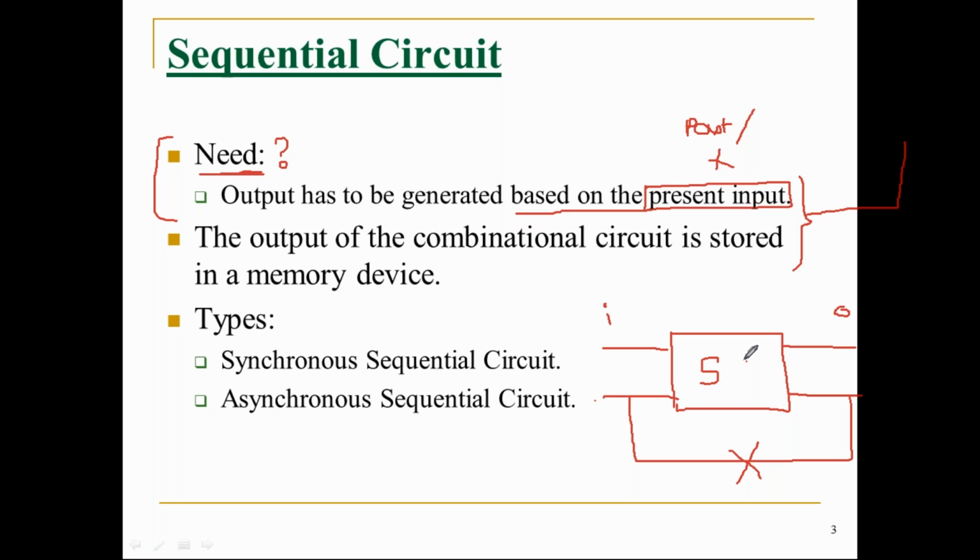Now we are going to discuss the circuit called what? Sequential circuit. It includes this particular part. In the earlier case there is no feedback, but now it is included. That means a part of the output is taken back for analysis to produce the output.